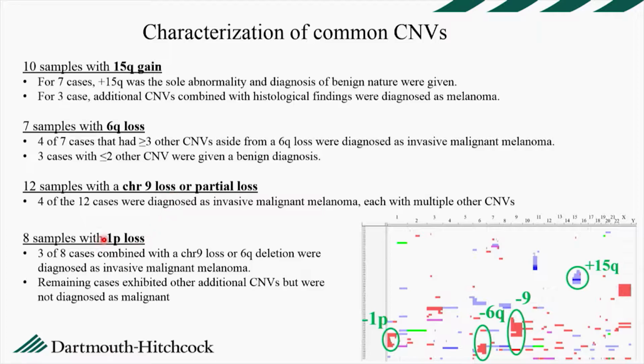And the importance of a 1p loss that we've found is that it is only when it's present with a 6q loss or a chromosome 9 loss that a patient would have tended to be diagnosed as malignant melanoma, but a 1p loss without either of these other additional losses actually tended to have a non-melanoma, non-malignant melanoma diagnosis.